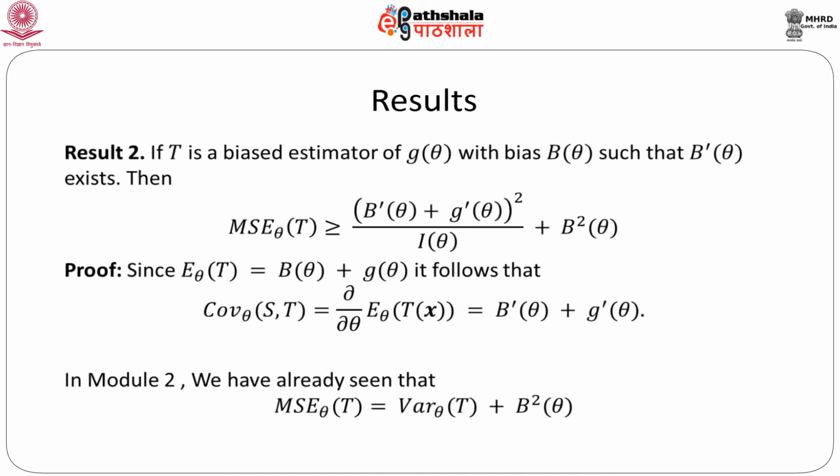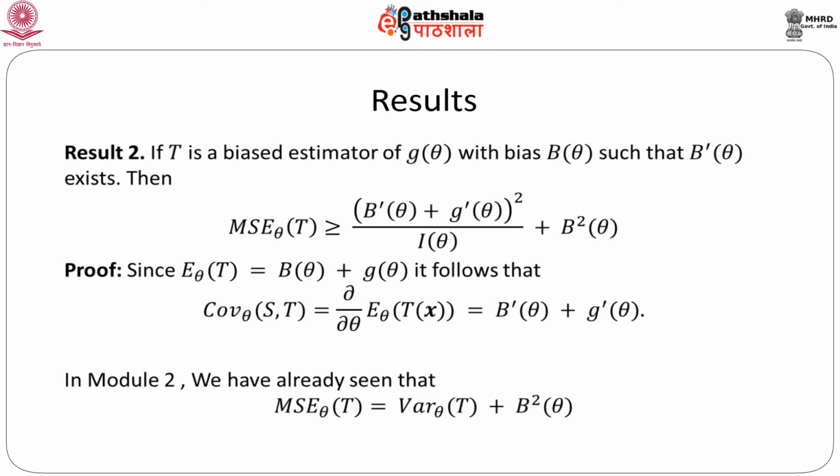Now we consider another result, Result 2. If T is a biased estimator of g(θ) with bias b(θ) such that b′(θ) exists, then MSE of T is greater than or equal to (b′(θ) + g′(θ))² / I(θ) + b²(θ).